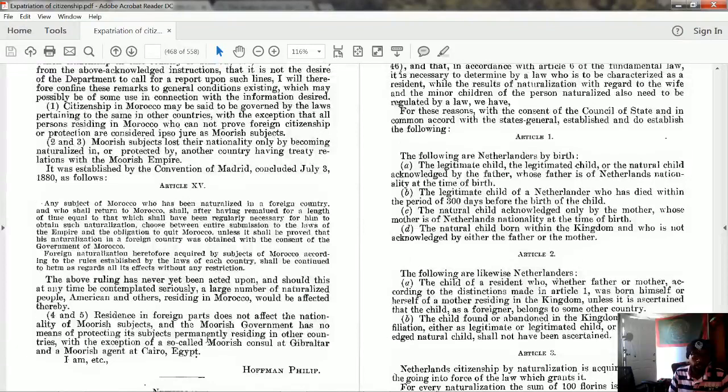All right? So, y'all, if you haven't naturalized in a foreign country, you haven't formally relinquished your allegiance to your Moorish empire and the laws thereby, then you're not a U.S. citizen. And when they say here, look, it shall be proved that his naturalization in a foreign country was obtained with the consent of the government of Morocco. Who is the government of Morocco? Because last time I checked, we went over government. Government is the system on how things operate. So government is not a who. Government is a what.